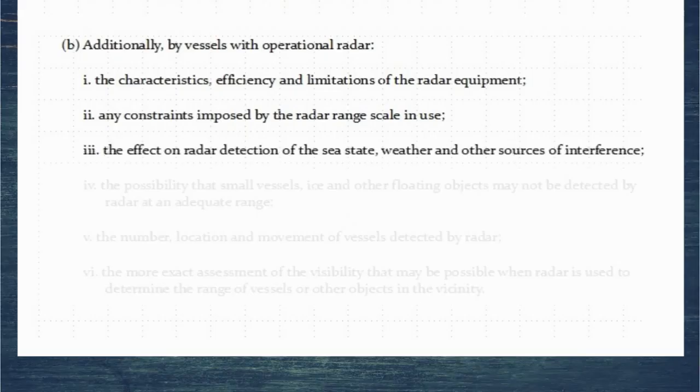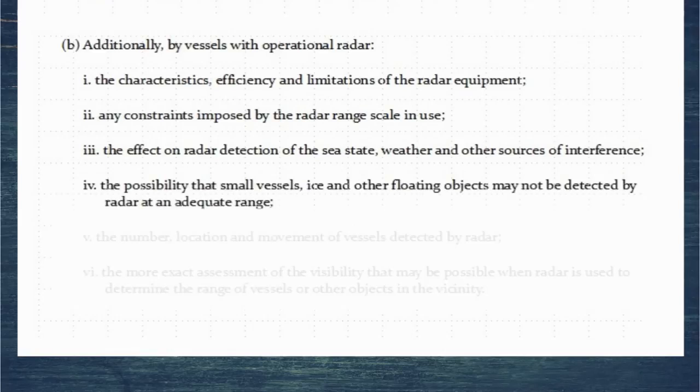The effect on radar detection of sea state, weather, and other sources of interference. So these are things that are going to clutter up the screen and obscure other vessels and make it harder to detect other people. Possibility that small vessels, ice, and other floating objects may not be detected by radar at an adequate range. This isn't something you can control, this is more just reminding you, yes, you've got a radar, but not everything is going to show up on it. Speed still needs to allow you to take action if you see something else that you haven't picked up by radar.